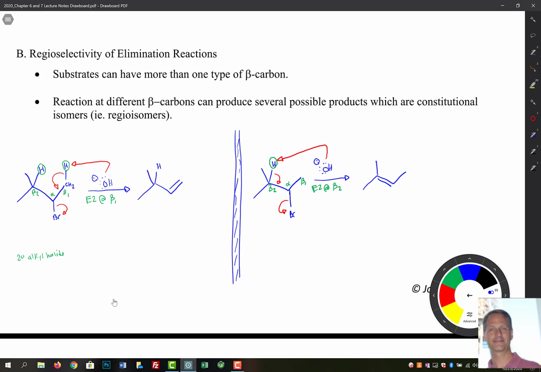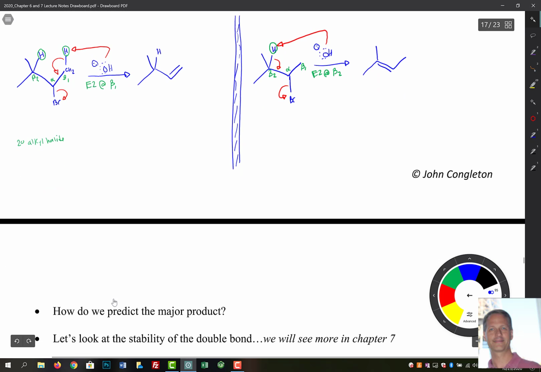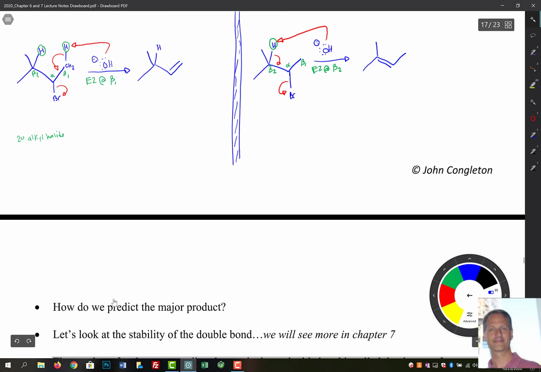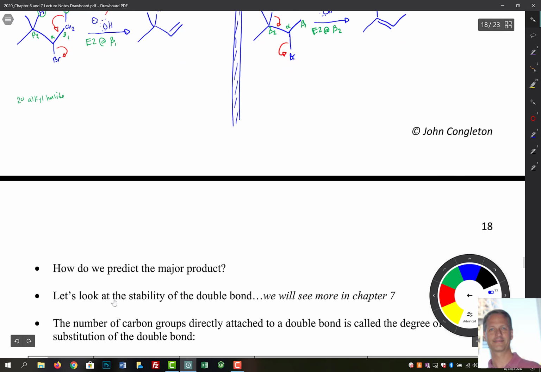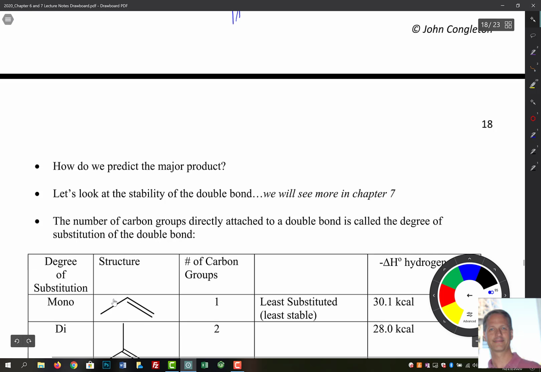Now, let's talk about which one might be preferred. So one of these actually turns out to have a different degree of substitution than the other one. And I want to take a look at this next little page here and talk to you guys about this. And I want to figure out how we can determine what the major product is. We're going to come back and revisit this. So what we're going to do is this. I think it makes sense. Wouldn't the product that's the most stable be the one that's preferred? Right? And that's kind of what's happening here.